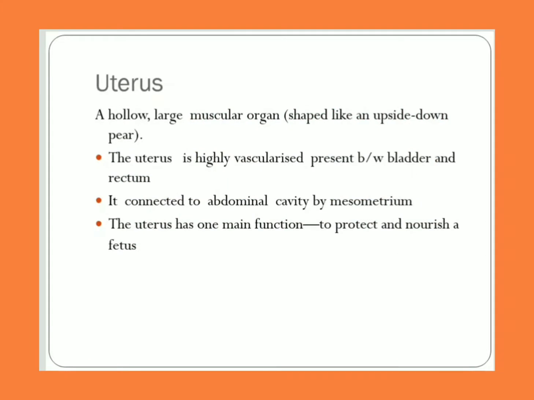It is a hollow, large, muscular organ which looks like an upside-down pear. The uterus is highly vascularized, present between the urinary bladder and the rectum. It is connected to the abdominal cavity by the mesometrium. The uterus has one main function: to protect and nourish the fetus. So all these are connecting to the abdominal cavity.